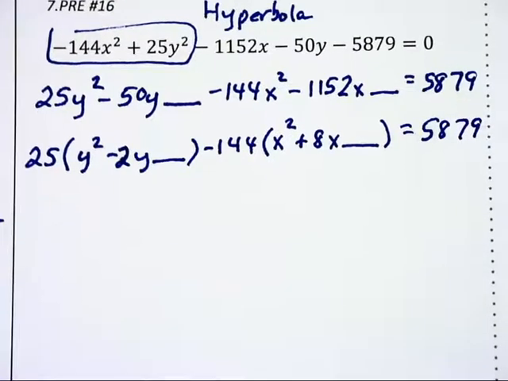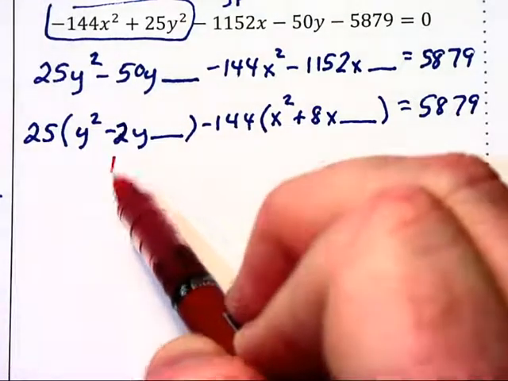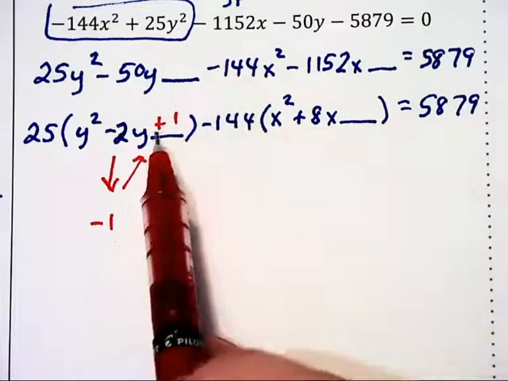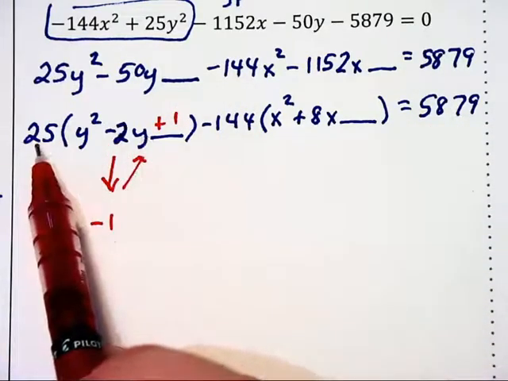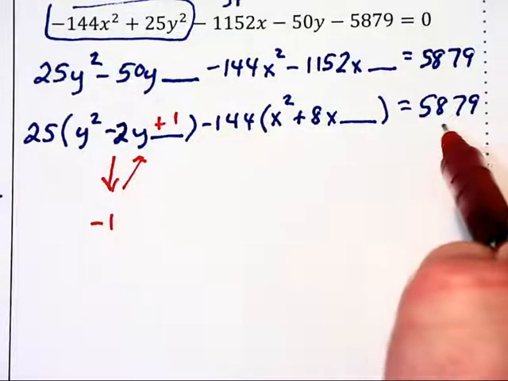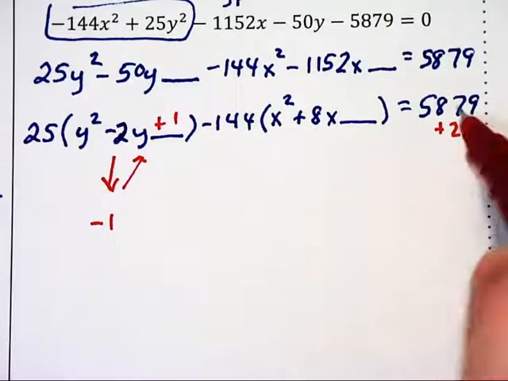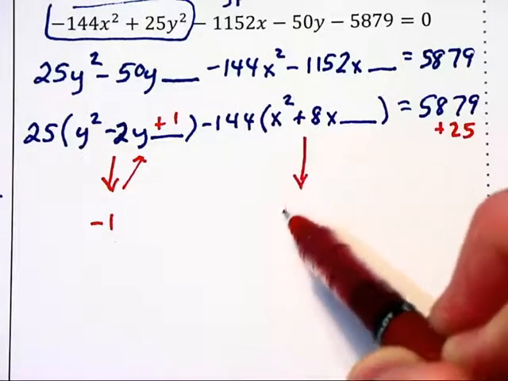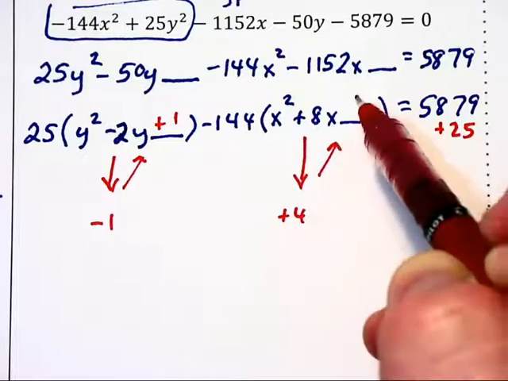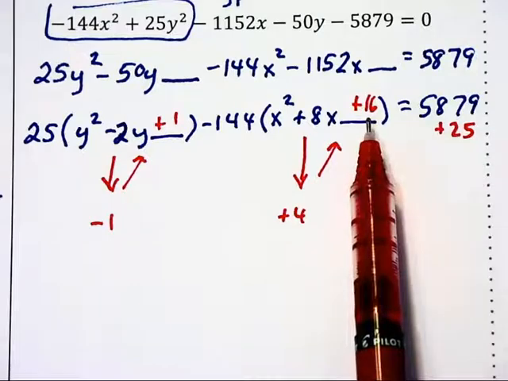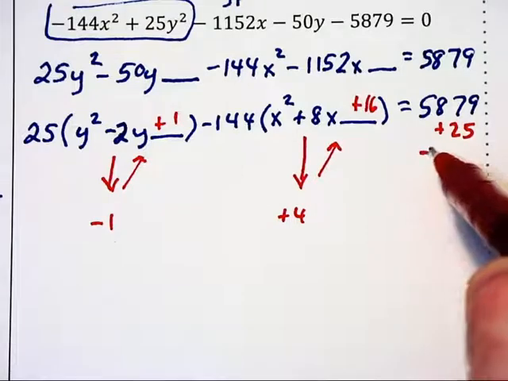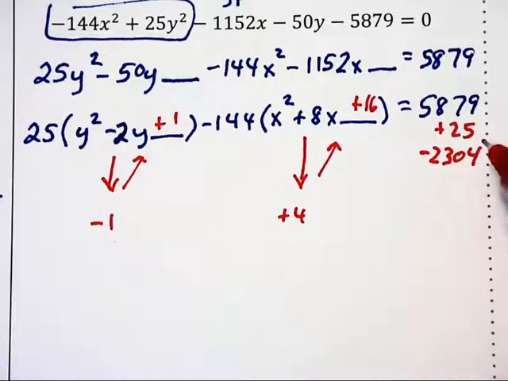Now it's time to complete the square. We will cut the negative 2 in the y grouping in half to a negative 1, square that to a 1, but that's not really a 1 we've added in the blank, that's really 25 times 1. We've added 25 to the left, so we need to add 25 to the right side of the equation also. In the x grouping, the 8 will cut in half to a 4, and in turn square to a 16. But that's not 16 we've added, it's negative 144 times 16. We've actually subtracted 2,304 on the left, so we need to do the same on the right hand side of the equation.